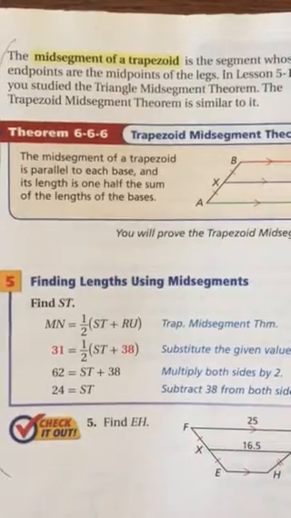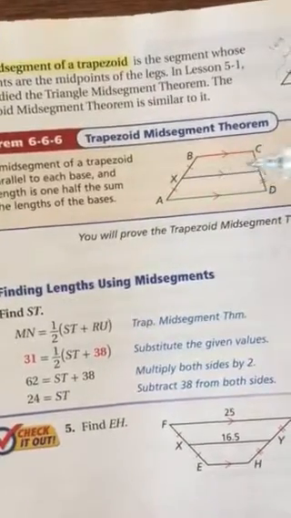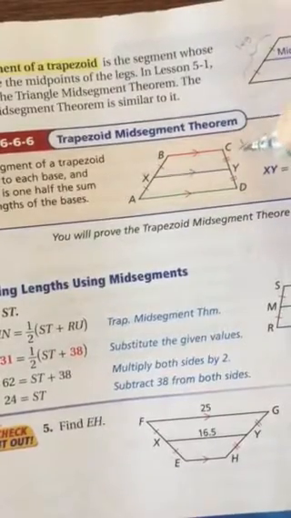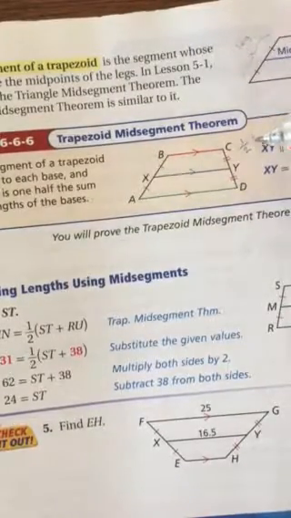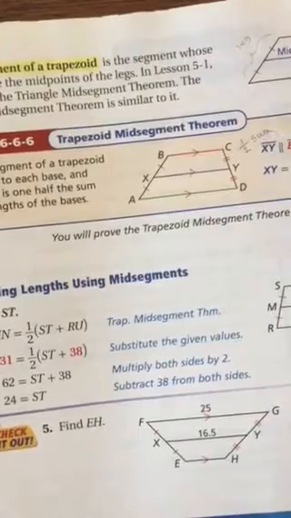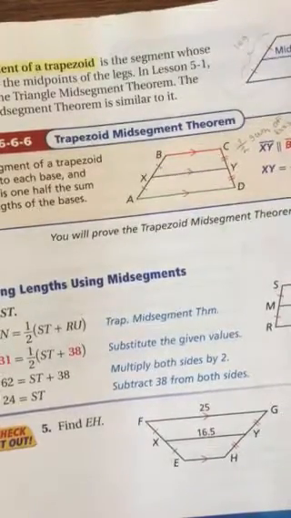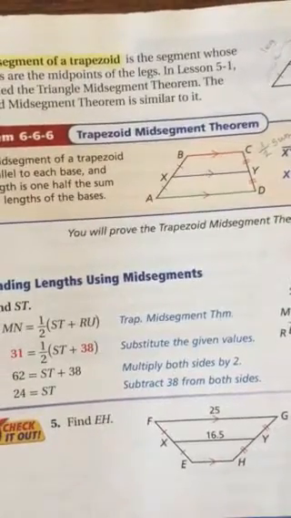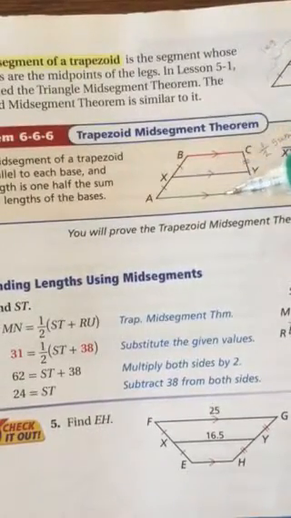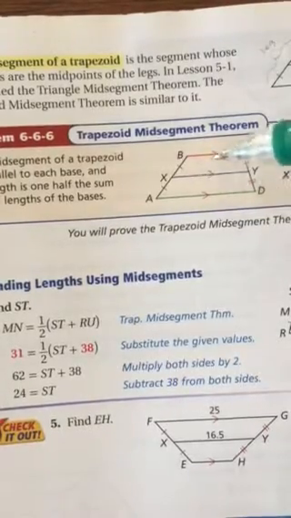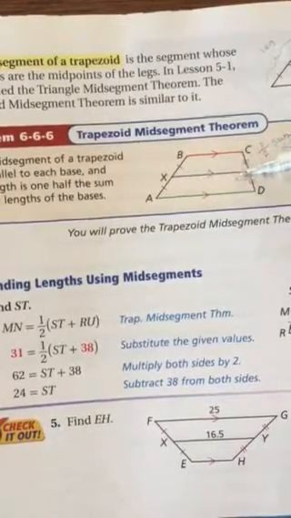Let's say that one more time. The length of the mid-segment in a trapezoid is 1/2 the sum of the bases. So all we're doing really is averaging those two bases. We're adding them up and dividing by 2 to get our mid-segment.